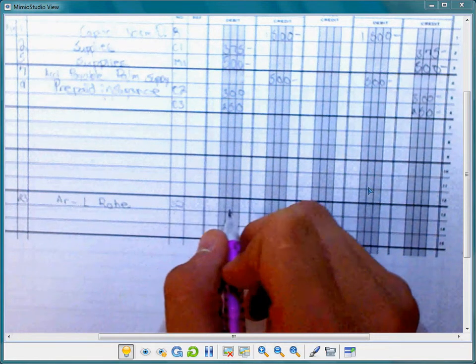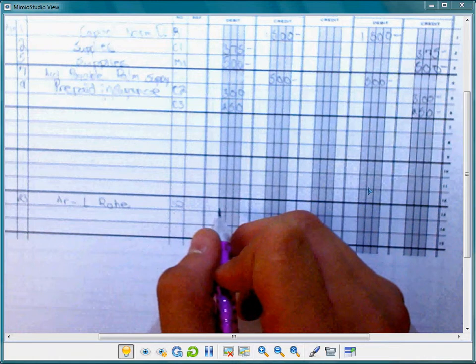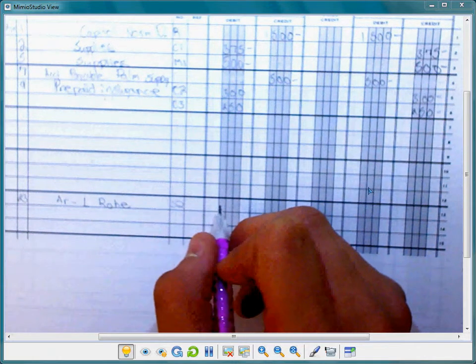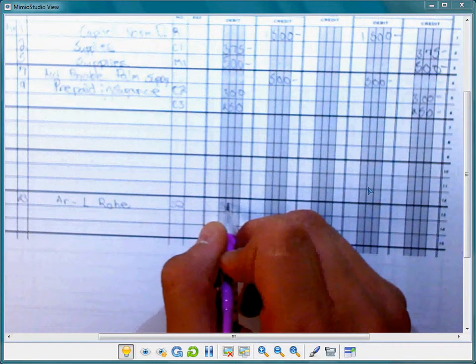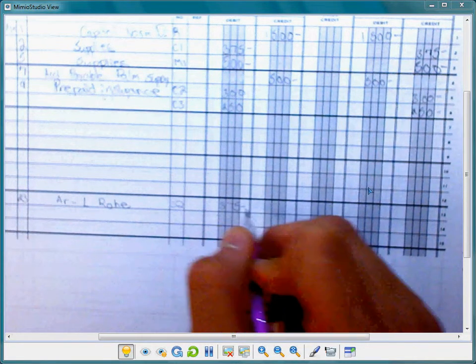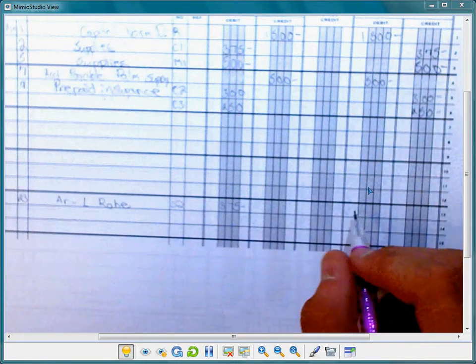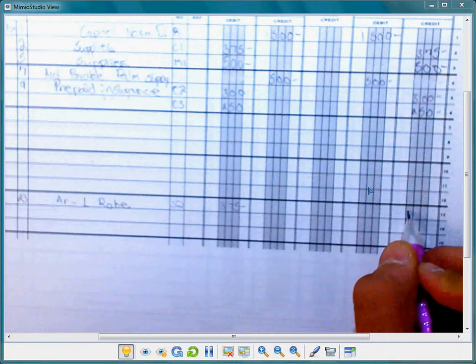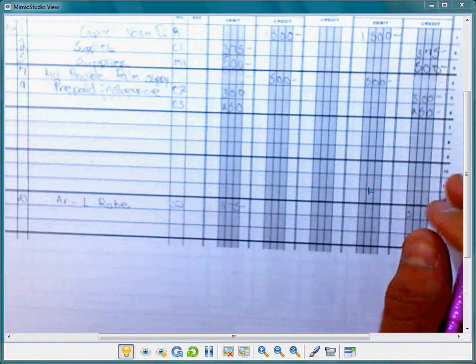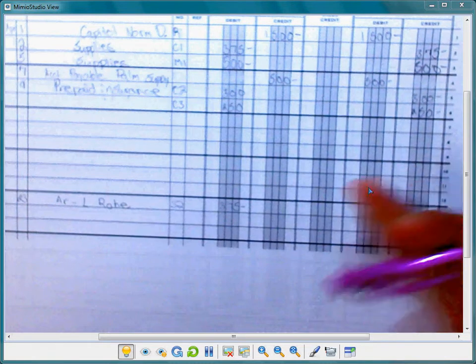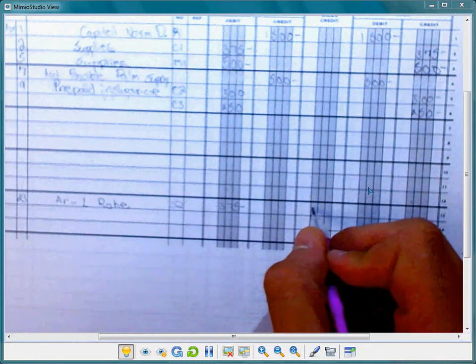And then our general will be a debit or credit. Okay, debit, $375. And we said sales was our other account, so sales credit, $375.